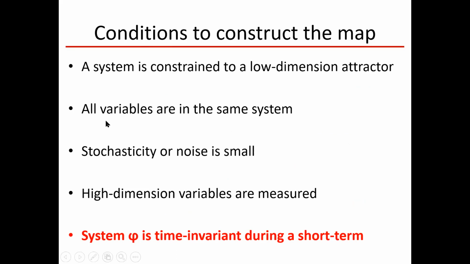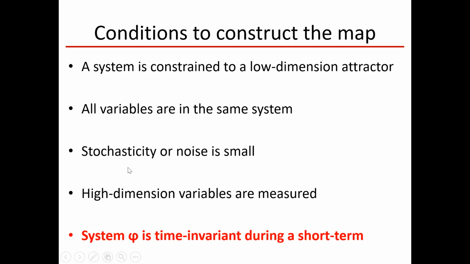The second one is that all our variables in the system share the same attractor. So if we want to predict you, I cannot use other people's data because they are a different system. We have to use your data, so all the observed data have to be in the same system. Your data may share a different attractor.